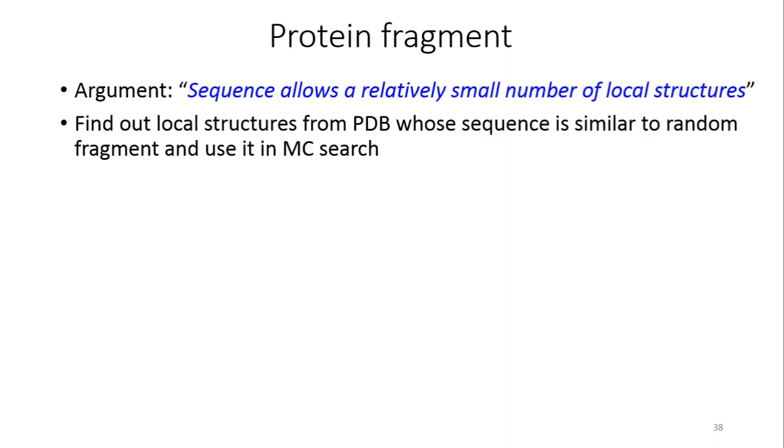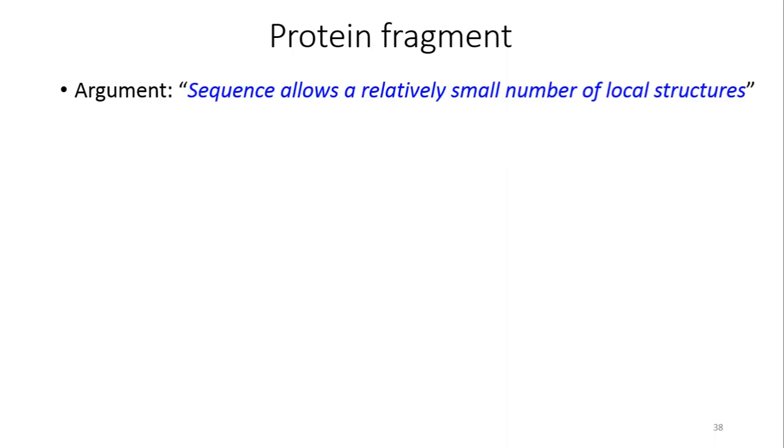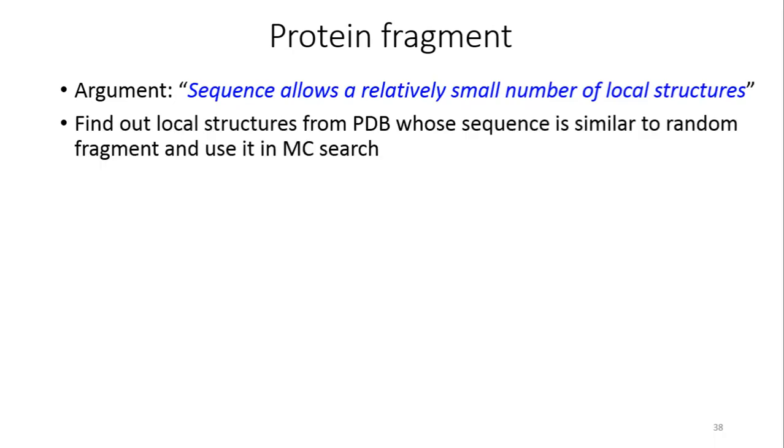Now the third approach to minimize the Monte Carlo search is to use known protein fragments. This is based on the argument that a sequence allows a relatively small number of local structures. So what if we found the local structures from the PDB whose sequence is similar to the random fragment, and used those in our Monte Carlo searches? Now, isn't it cheating?